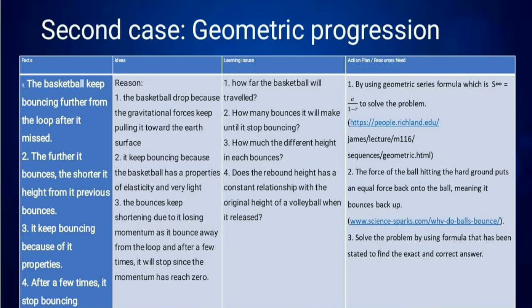Ideas. The basketball dropped because the gravitational force keeps pulling it toward the Earth's surface. It keeps bouncing because the basketball has properties of elasticity and is very light. The bounces keep shortening due to it losing momentum as it bounces away from the floor, and after a few times, it will stop since the momentum has reached zero.